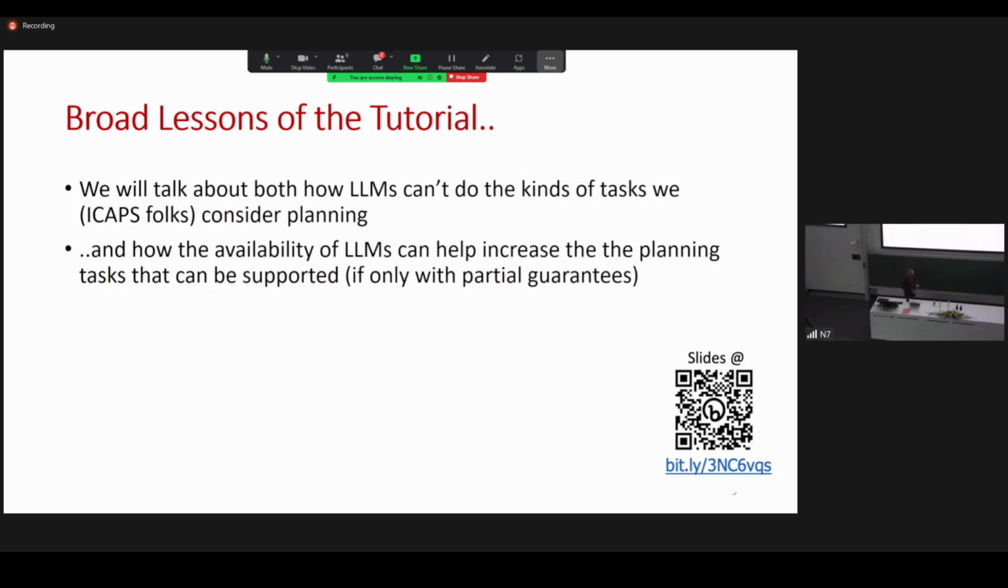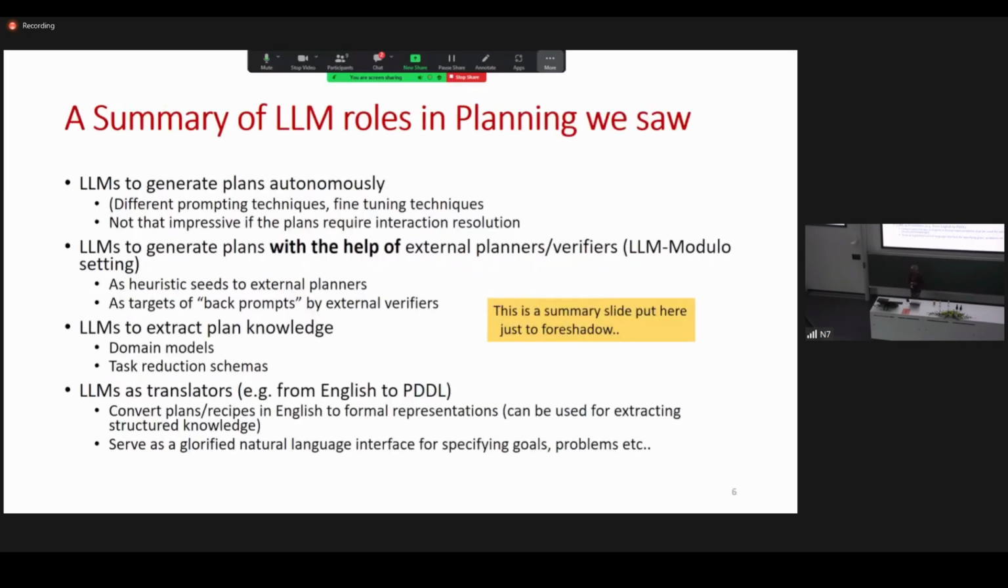And I'll try to explain to you that the availability of LLMs can actually increase the ability to do those kinds of tasks. So model-light planning in the era of LLMs is actually possible. So that's sort of the broad lessons of the tutorial.